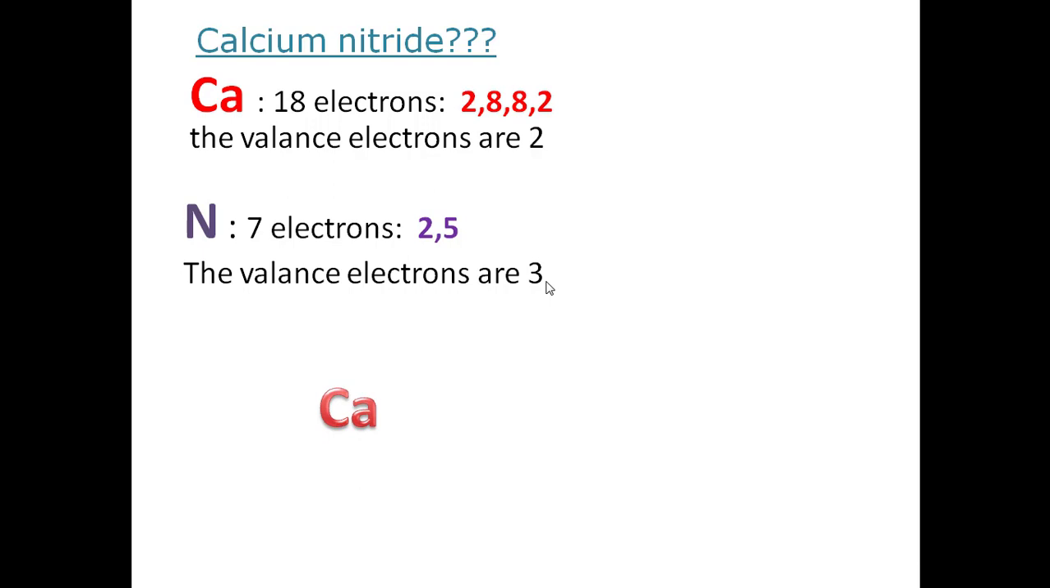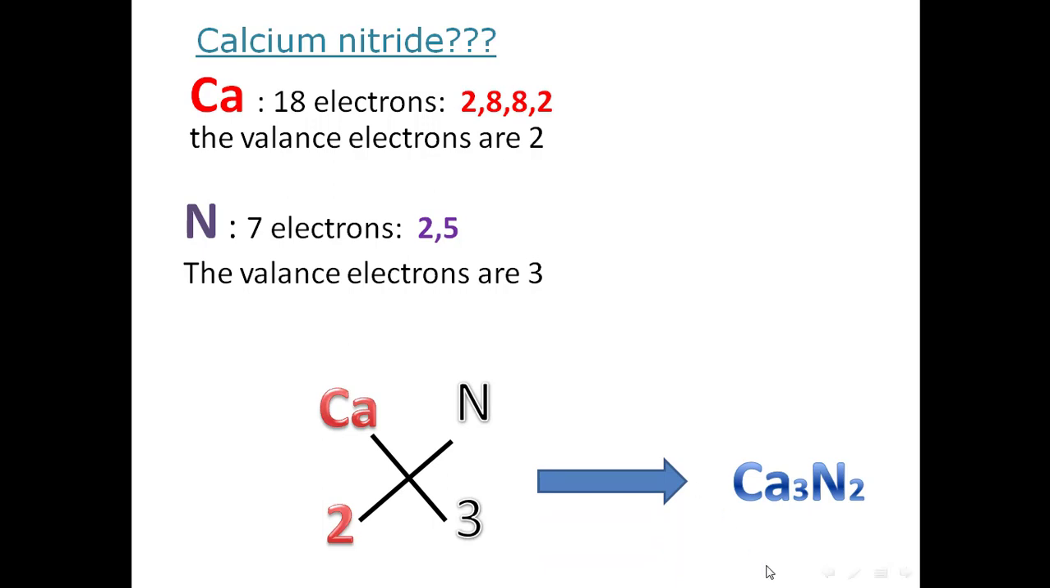So we write a calcium symbol here, and then we write the valence electrons below. Same for nitrogen and the valence electrons of nitrogen. We just make a simple cross multiplication here, and then we got the formula. So we have 3 calcium atoms combined with 2 nitrogen atoms. And here we have the correct formula of calcium nitride, Ca3N2. Let's take another example.